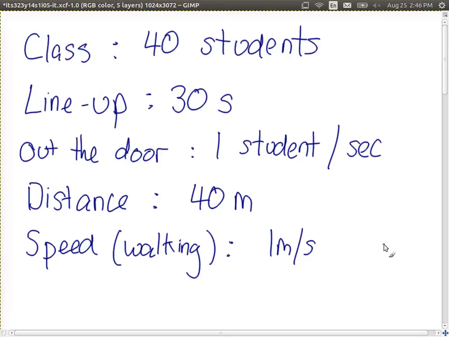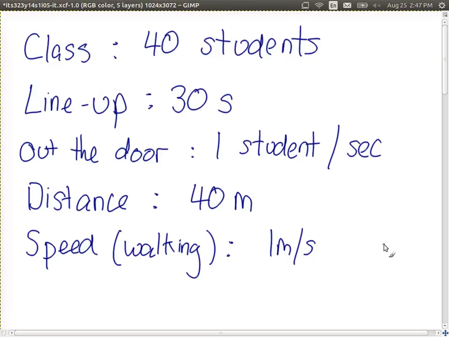So the first step is, it takes 30 seconds to line everyone up at the door. Once we're in a line, then one person at a time steps out of the door. And I control the speed at one student every second goes out the door. Once you step out the door, you walk at 1 meter per second down to the other room. How long does it take you to get to the other room once you step out the door?